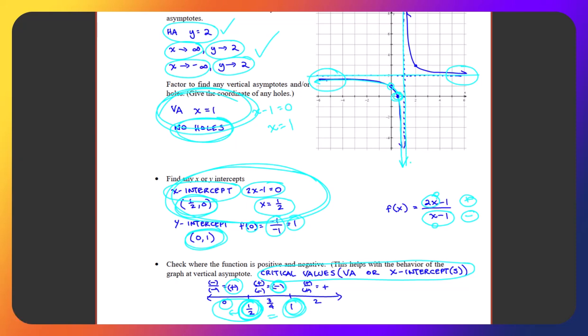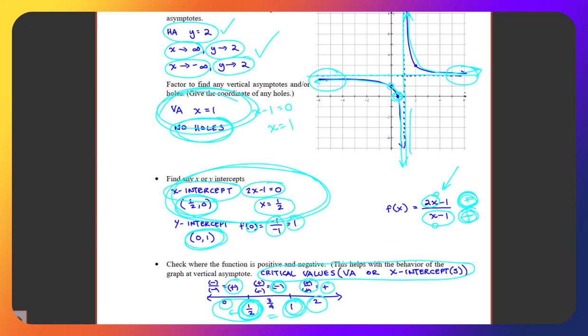To the right of 1, to the right of the vertical asymptote, I'm going to plug in 2. You can plug in anything you want to. If I plug in 2 here, I'll get a positive on top and a positive on the bottom. A positive over a positive is a positive, which means to the right of 1, the graph is positive. So it's always got to be above the x-axis, and it's got to go towards the 2 asymptotes.